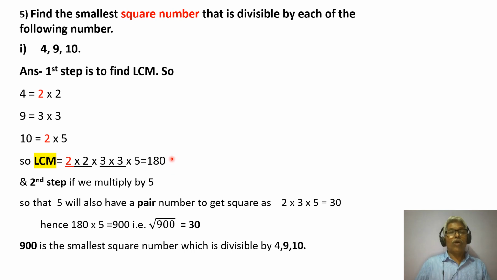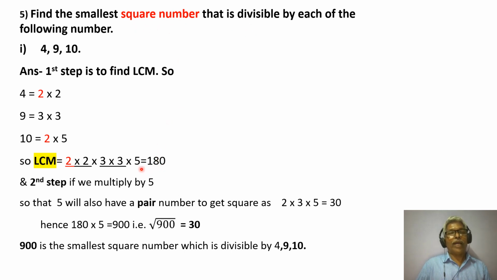Okay, now 180 is a number which is divisible by 4, 9 and 10. That number is called LCM, least common multiple. Okay, but this is not the answer because we have to find the smallest square number. Okay, see, this is a square number we have to find out. And we know how to find a square number.